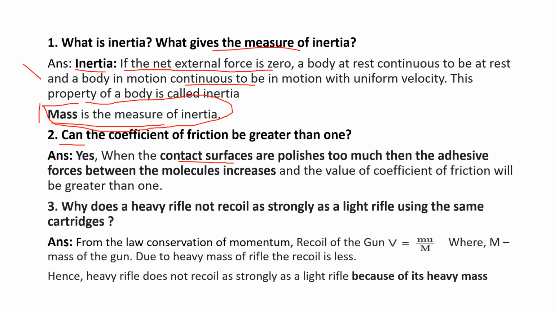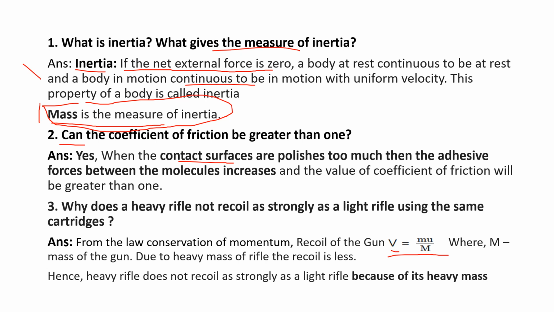And next, the third question: why does a heavy rifle not recoil as strongly as a light rifle using the same cartridges? See here, from the law of conservation of momentum, we already know the formula. The recoil of gun V is equal to mu by capital M, where capital M is the mass of the gun. If you see here, V is inversely proportional to M, which means recoil of the gun is inversely proportional to the mass of the gun.